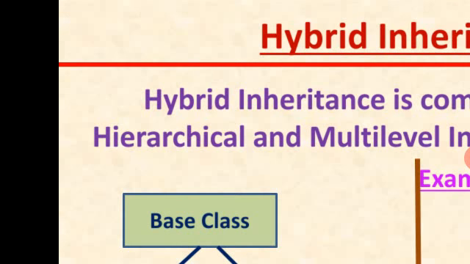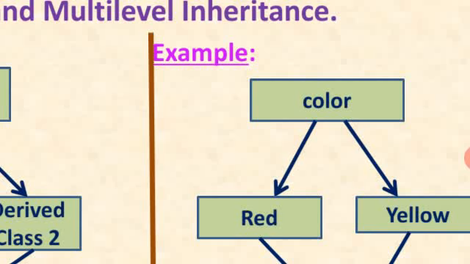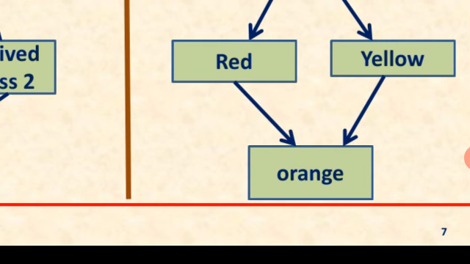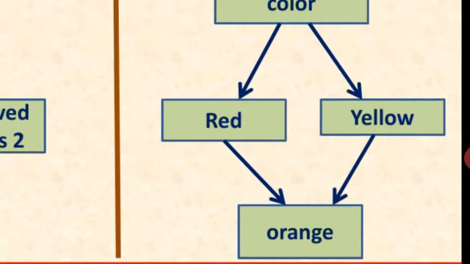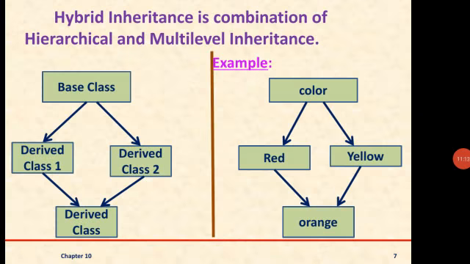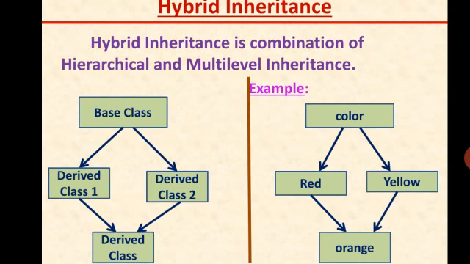Okay, let me give you one example. See, I have taken here color as a base class, red and yellow. These are the derived classes. When I mix them two, I will get a new color, that is orange. So this is an example of hybrid inheritance. So students, in today's class you have learnt different types of inheritances.